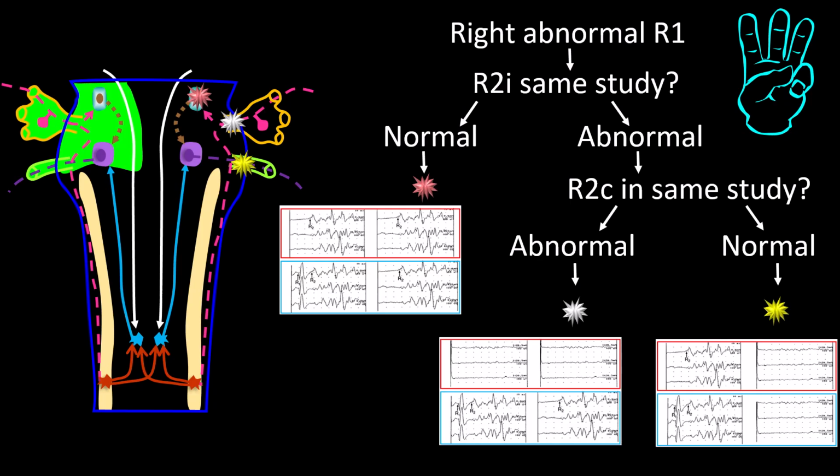If upon inspection of a blink reflex test you find an abnormal R1, ask yourself if R2 ipsilateral is normal or abnormal. If normal, as you can see here, the lesion is in the main sensory nucleus of cranial nerve 5. If R2 ipsilateral is abnormal, then ask yourself if R2 contralateral in the same study is normal or abnormal. If abnormal, as you can see here, the lesion is in the afferent arm of the reflex prior to its bifurcation. When, on the other hand, R2 contralateral is normal in the same study, as you can see here, the lesion is in the efferent arm of the reflex on the side being stimulated.